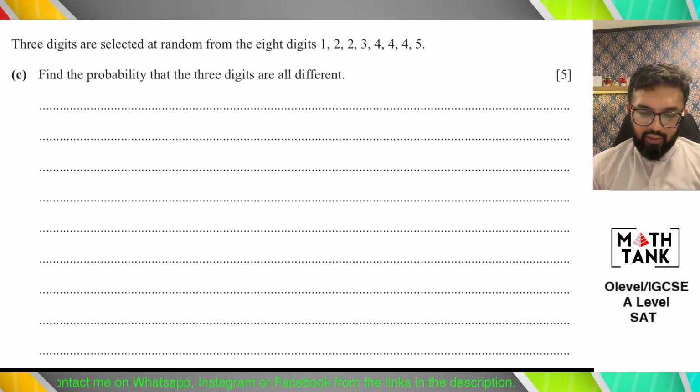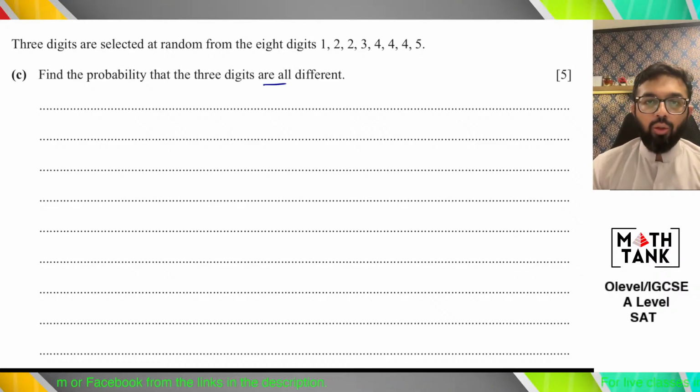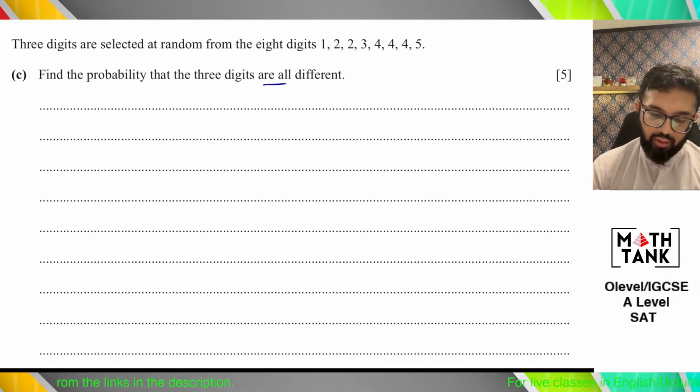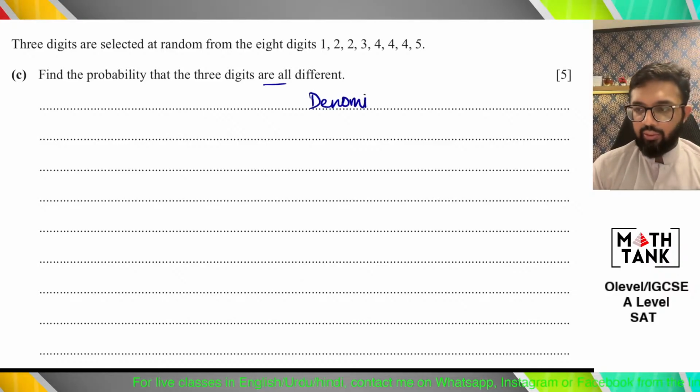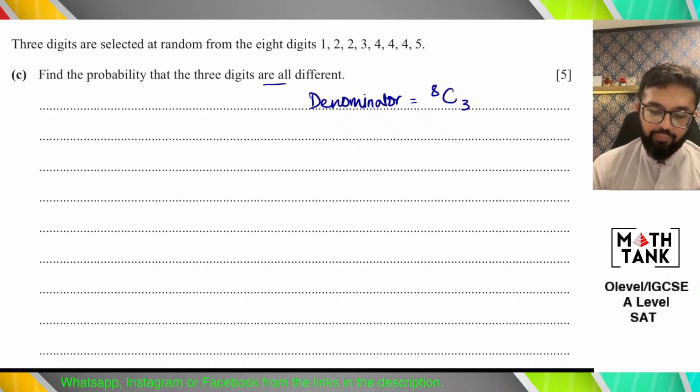3 digits are selected at random from the 8 digits. Find the probability that the 3 digits are all different. Now I want to calculate the probability. So the first thing I do is calculate the denominator. For the denominator, I have 8C3. For the numerator, I'm going to have to make cases.